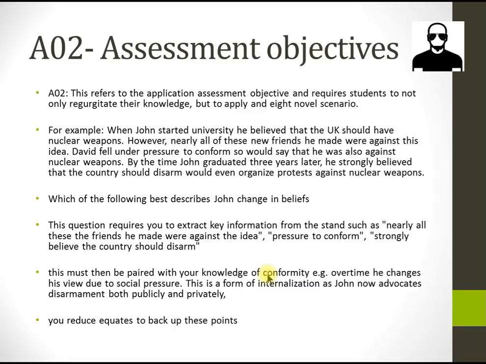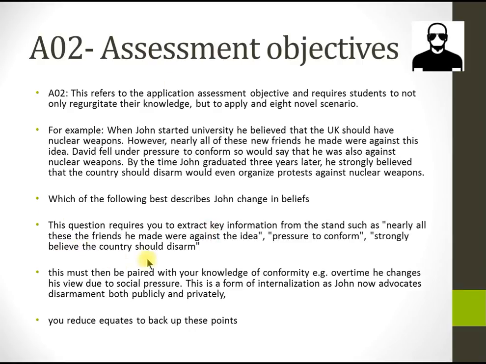Okay, so that's our scenario. In an AO2 question, you're always given a stem. That's called the stem, by the way. It's a scenario. So the first thing you've got to do is extract key information. The question says, which of the following best describes John's change in belief? How would we explain it? Let's go through and say what's happening. We know it's internalization, but how?